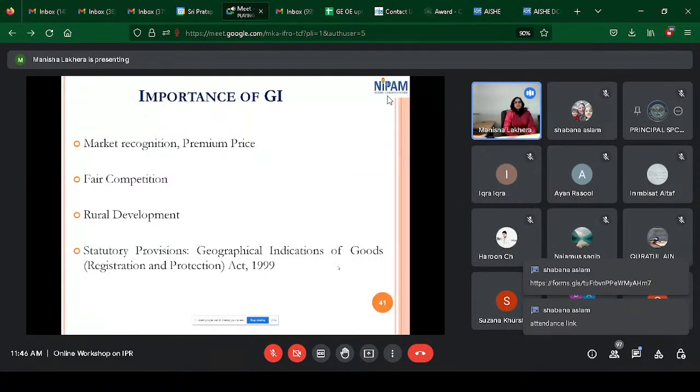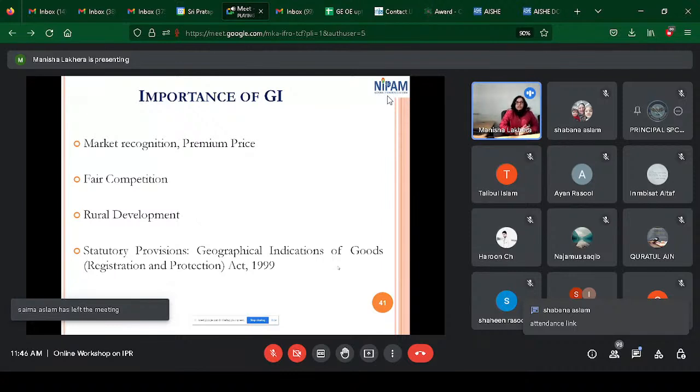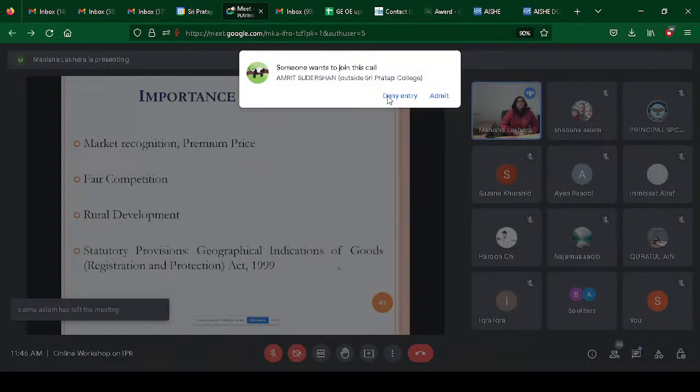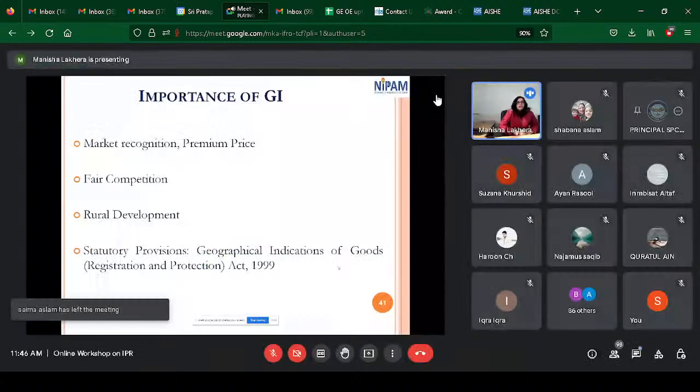Now, the importance of geographical indication. Usually the GI tag products have a certain reputation among people. They are generally of good quality, and so they can be sold at higher prices. Then the producers of such GI tag products are either small enterprises or they come from rural places. Since these products can be sold at a good price, they are able to compete with the big players in the market, and this promotes fair competition. Then this also leads to the rural development of the place. Now the GI protection is provided under the Geographical Indications of Goods Act 1999.